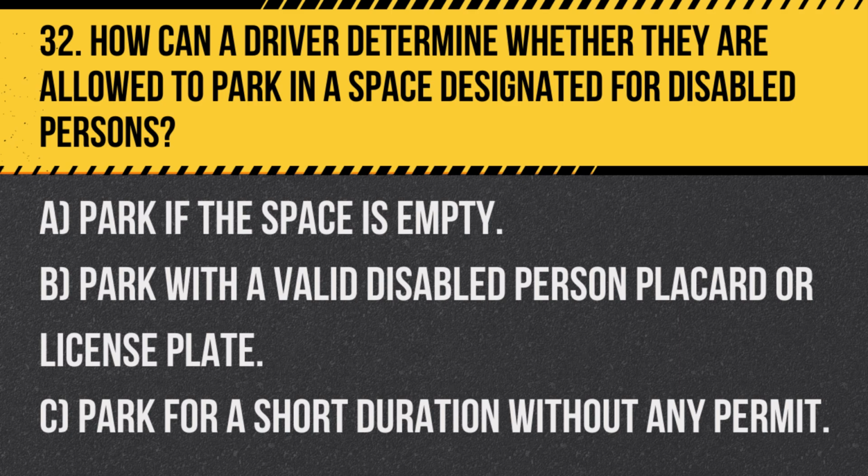Question 32. How can a driver determine whether they are allowed to park in a space designated for disabled persons? A. Park if the space is empty. B. Park with a valid disabled person placard or license plate. C. Park for a short duration without any permit. Answer: B. Park with a valid disabled person placard or license plate. This is required to legally park in spaces reserved for disabled individuals.